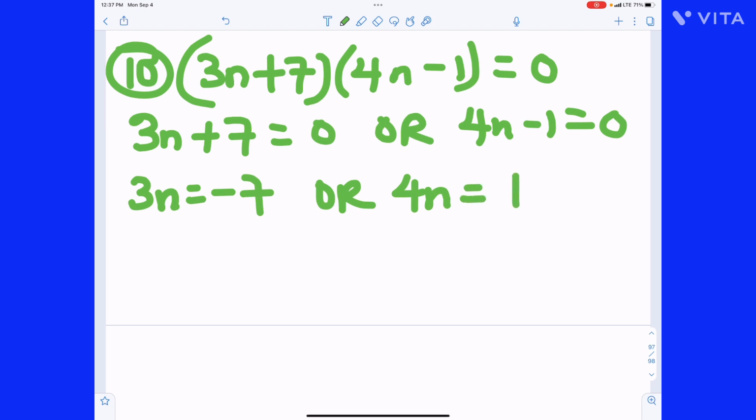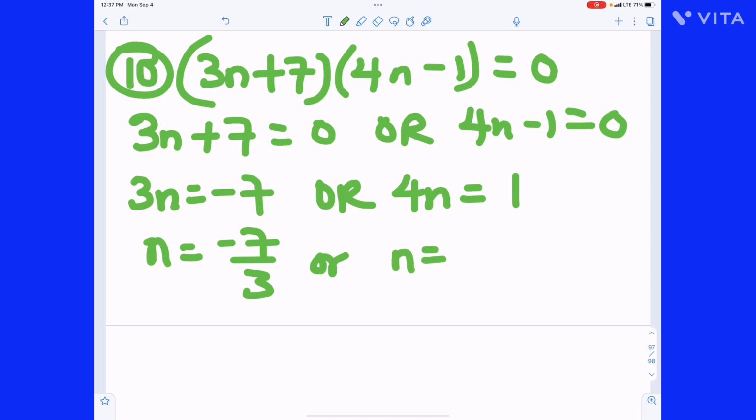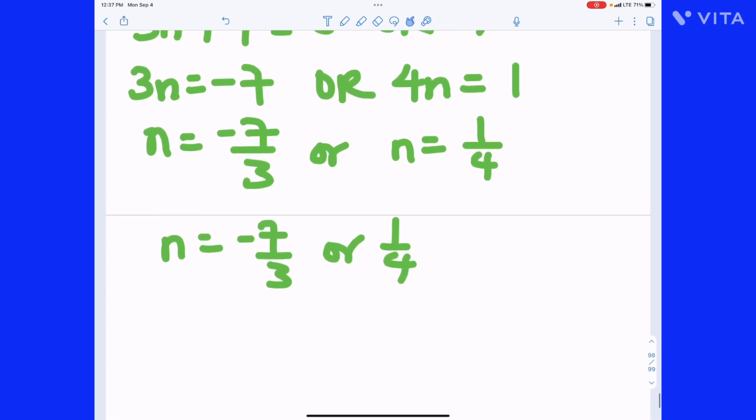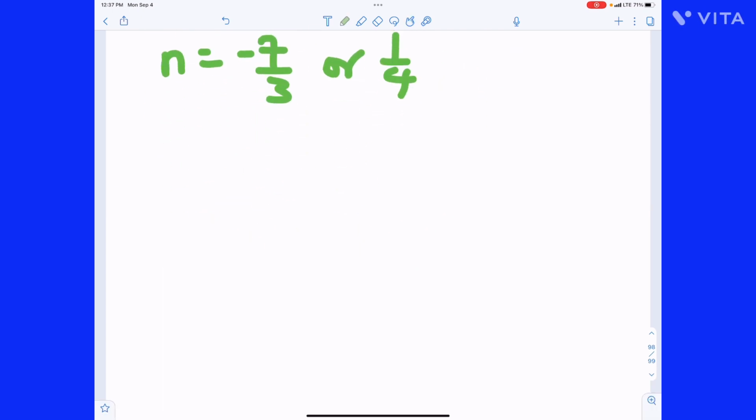Yes. That's 1. So n is minus 7 over 3, or n is 1 over 4. You know how I got 1 over 4? Yes. I divided both sides by 4. You understand? Next question.